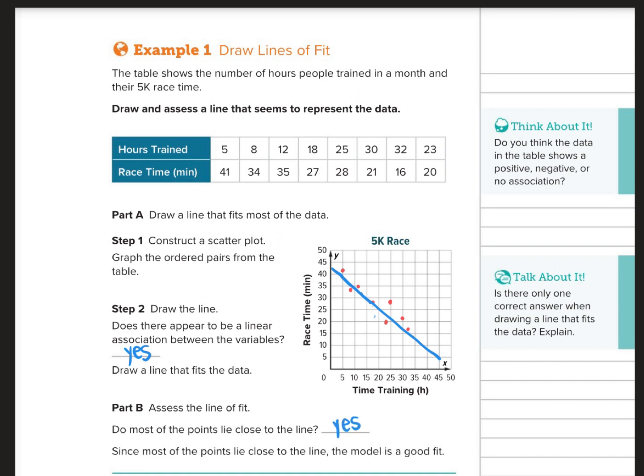Now, bonus question. Okay, what kind of association is this? So we know it's a linear association. This is also a negative association. You learned that in the last class. So the more time spent training, the less time it took them to run the race.